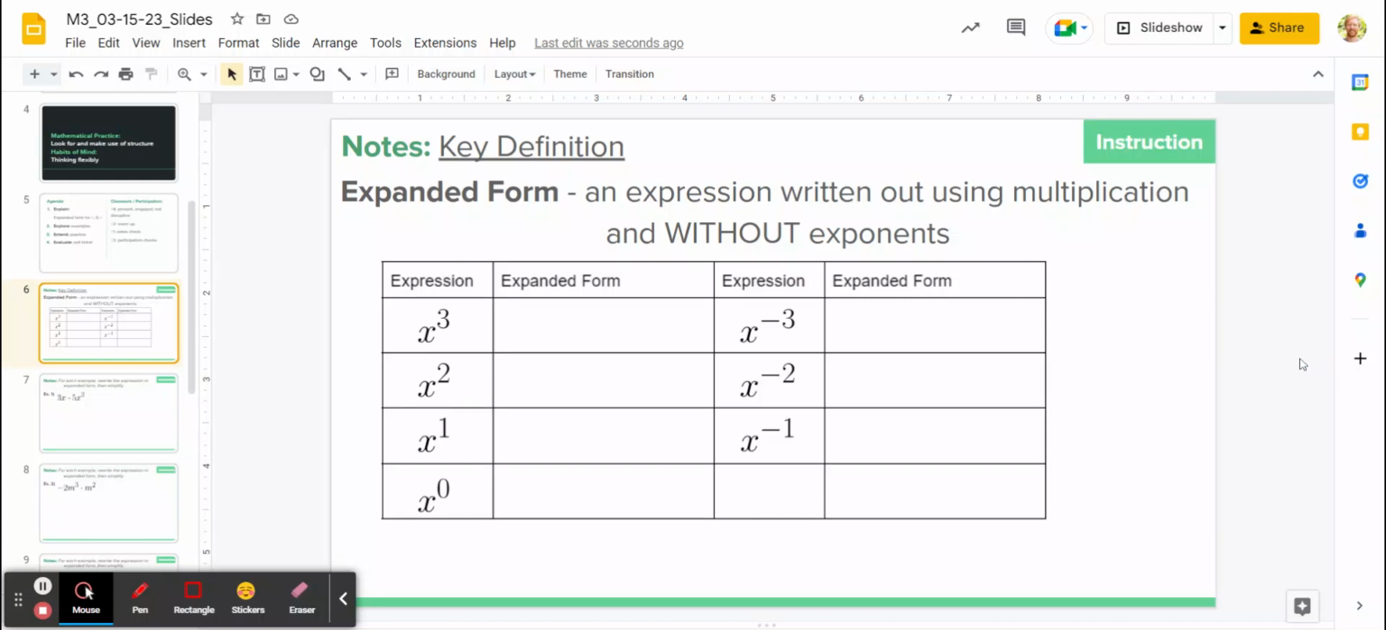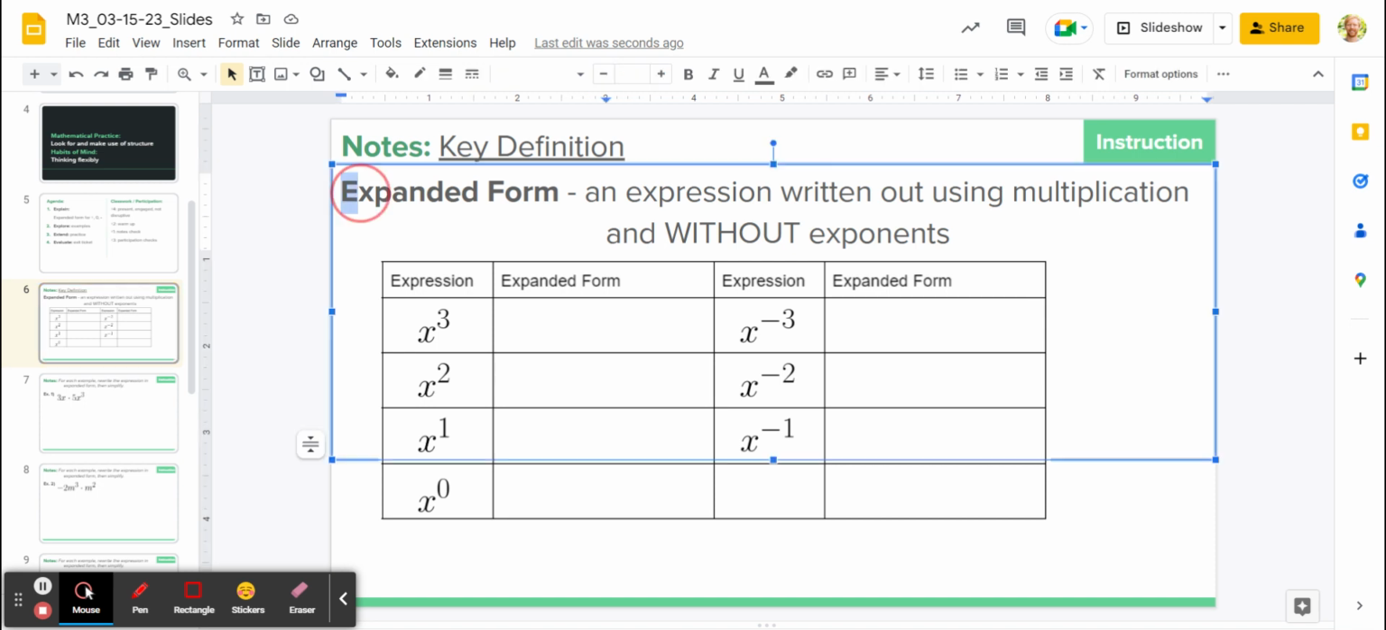Today we are going to have our first kind of official lesson of our new unit dealing with exponents and logarithms, and we're going to spend a decent amount of time with exponents. So we really want to ground ourselves back in the basics, starting with the concept of expanded form. So start off with this key definition. Expanded form is an expression written out using multiplication and without exponents.